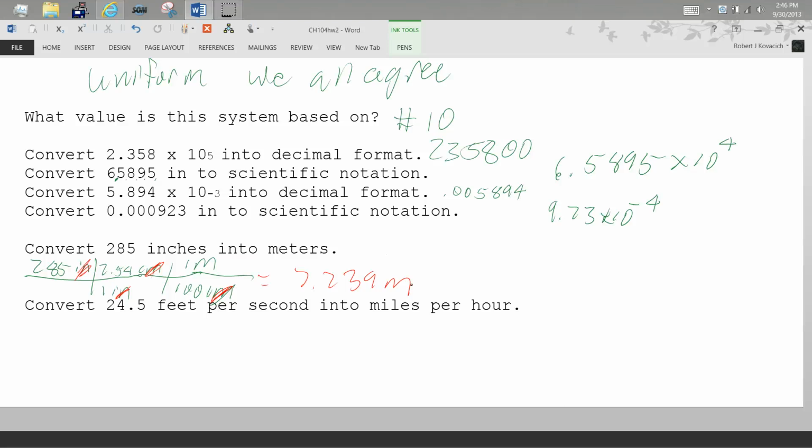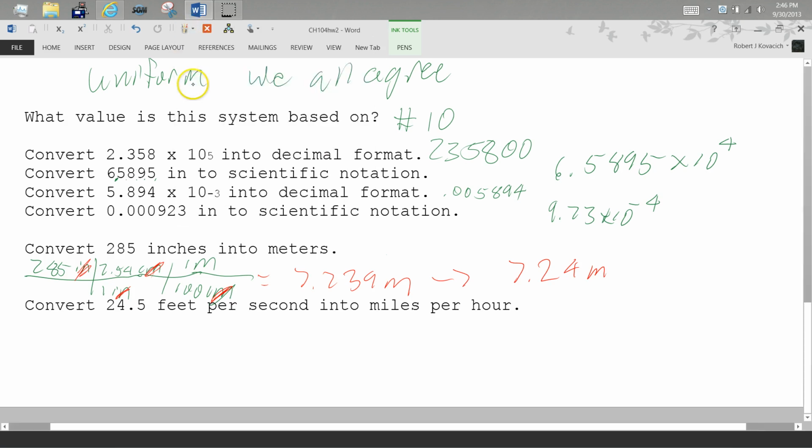Should it be rounded up? 3 sig figs, right? We only have 3 sig figs here in the 285, so I can't have all of these numbers here. So I'm going to end up needing to do 9, turn that into a 4. You okay with that? So my actual answer with correct significant figures is going to be 7.24 meters. Okay. And then our last one here, we've got convert 24.5 feet per second into miles per hour.